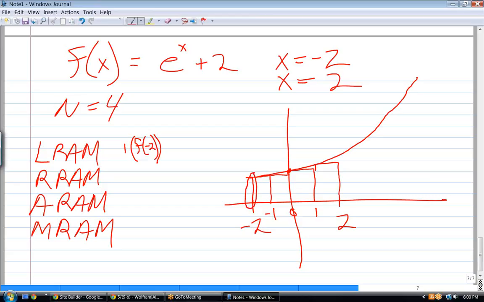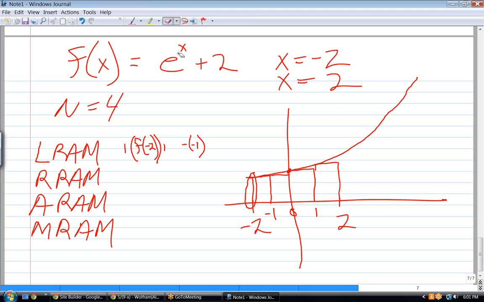In other words, if we were using right RAM, we'd be talking about this height, f of -1. When we do the right RAM method, I'm going to draw this differently, and the height of this first rectangle would be f of -1. Okay, in the second rectangle, what's its height? The base is 1 in all of them. So this would be f of what? F of -1. The third rectangle?